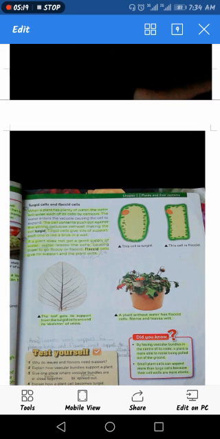A plant without water has flaccid cells, and the stems and leaves wilt. If we do not give enough water to plants properly, what will happen? They become flaccid, and the stems and leaves will wilt and die like this.